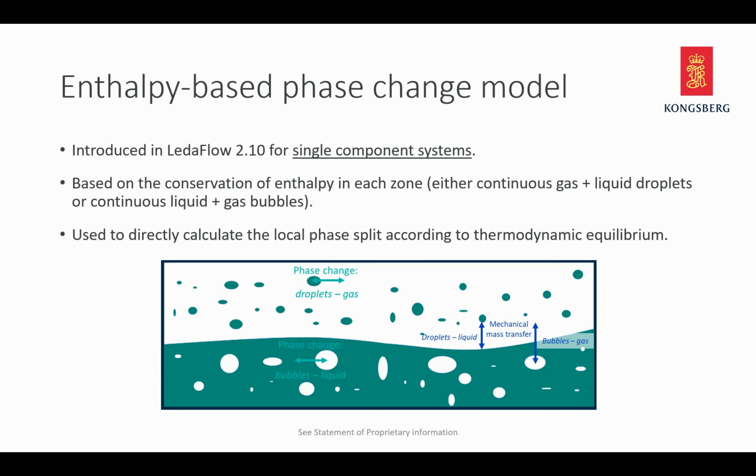The gas and liquid zones are treated completely independently since the phase change converts continuous to dispersed phase and dispersed to continuous phase. This means that there is no direct interaction with other zones which have different temperatures. So that keeps the implementation relatively simple and it increases the numerical robustness. So again, this is the model that is used outside the phase envelope in the single phase region.